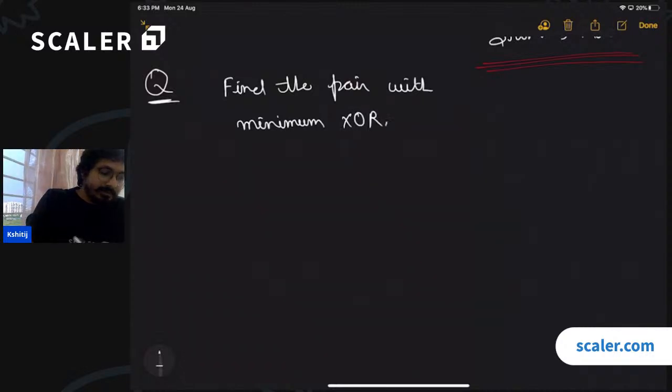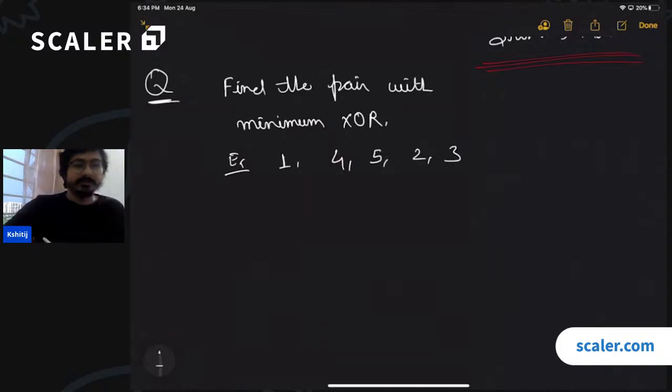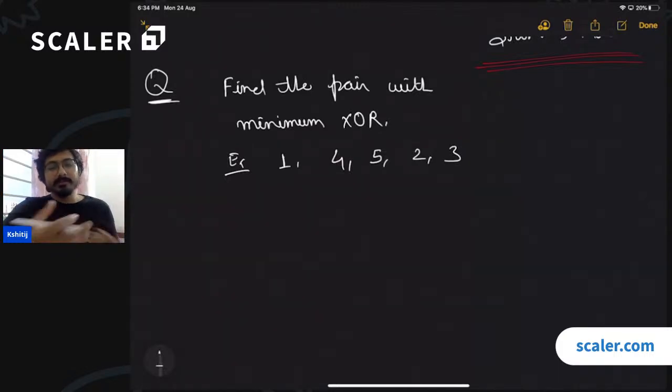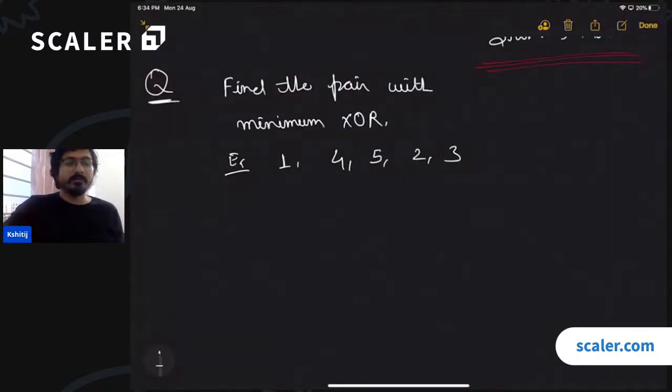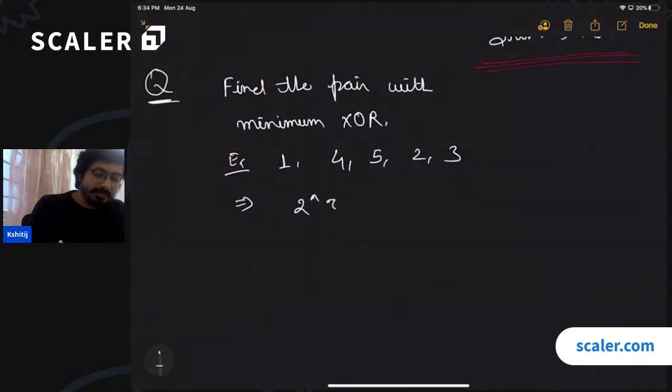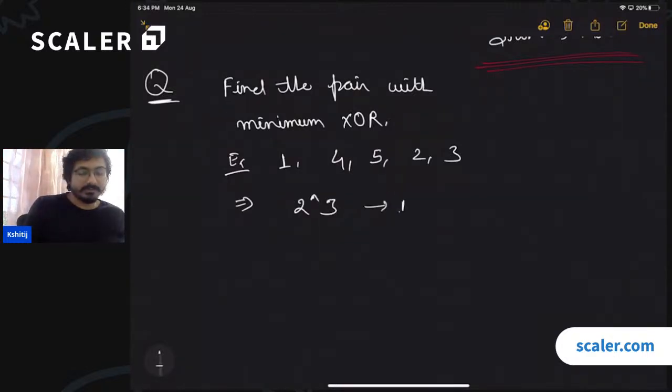So for example, if you have 1, 4, 5, 2, 3 as your array, you have to find the pair that has got the minimum XOR. Now, all of you who have already solved this problem, can you quickly tell me what is the best way to do this? In this case, the minimum XOR is going to be between 2 and 3, which is going to be 1.